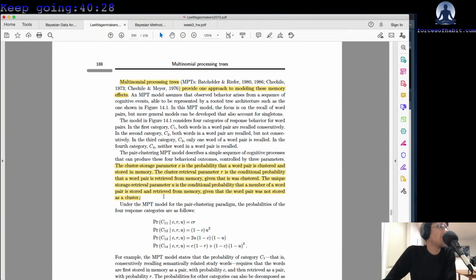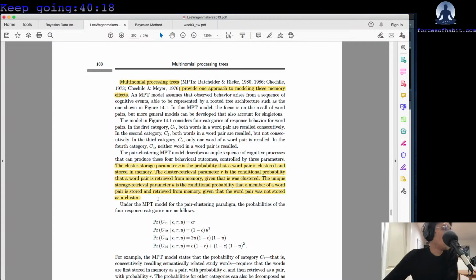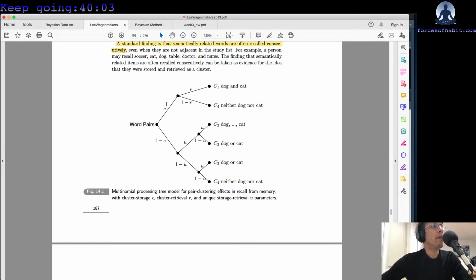And then there's another conditional probability here, U, which is the conditional probability a member of the word pair is stored and retrieved from memory, given it's not stored as a cluster. So we're looking at the probability that a word pair was either clustered or not, and then the probability that the word pair was retrieved, given it was clustered, or the probability that the word is unique, given it was not clustered.